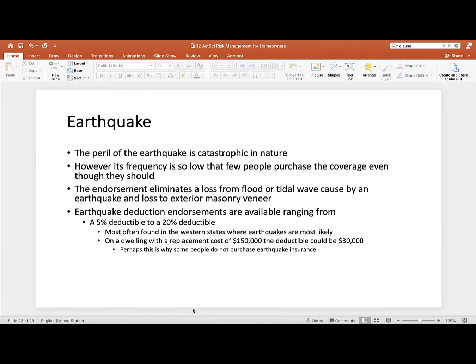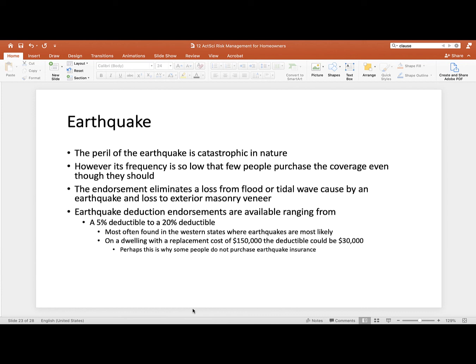So the endorsement actually eliminates a loss from flood or tidal wave. Why would a flood or tidal wave be connected to earthquakes? Because earthquakes can take place under the sea, and when an earthquake takes place under the sea, it can cause a flood or a tidal wave.